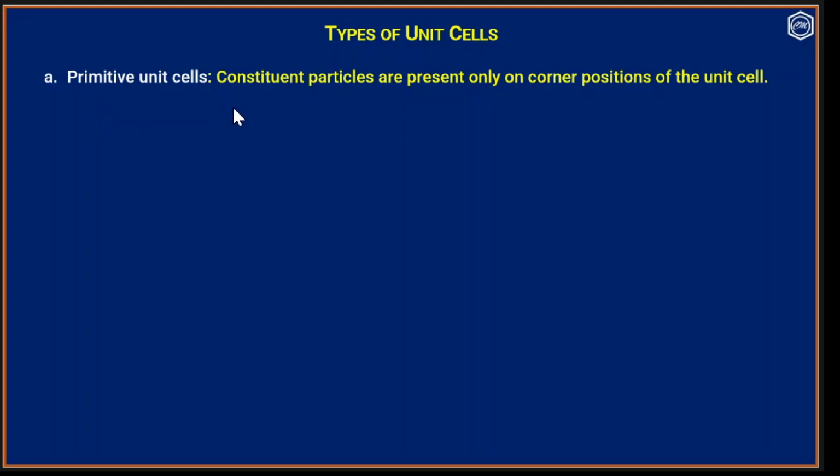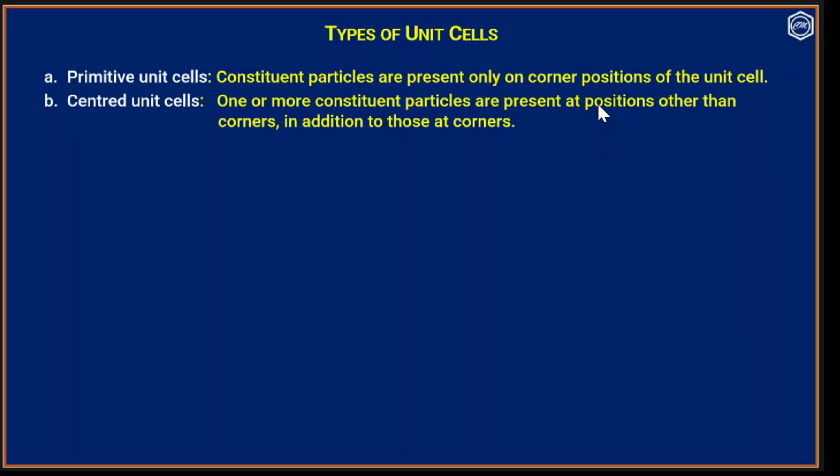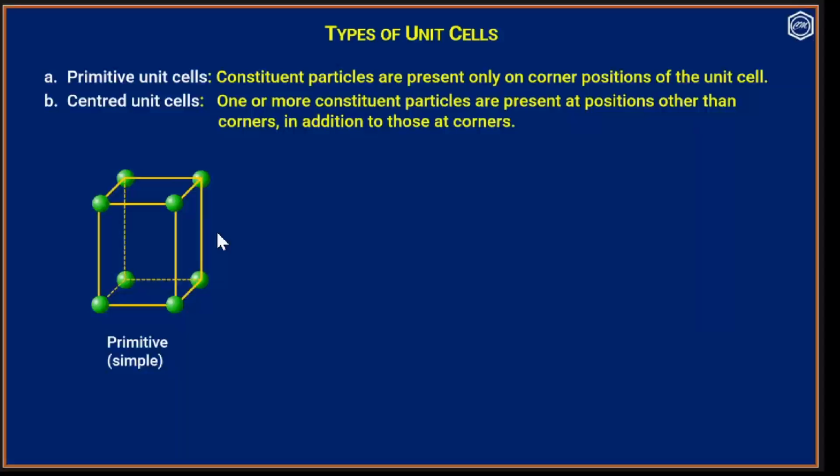In a primitive unit cell, the constituent particles are present only on corner positions of the unit cell. In a centered unit cell, one or more constituent particles are present at positions other than corners, in addition to those at corners. And this is a primitive unit cell or a simple unit cell. The lattice points are only at the corners.